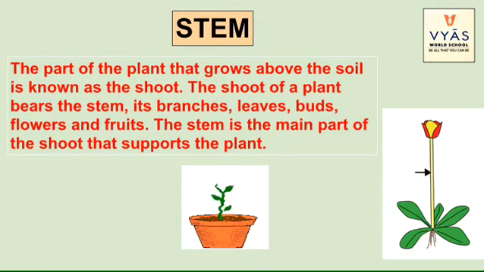Now let us come to the second most important part of the plant, that is the stem. The part of a plant that grows above the soil is known as the shoot. The shoot of a plant bears the stem, its branches, leaves, buds, flowers and fruits. The stem is the main part of the shoot that supports the plant. It carries water and minerals to the leaves.